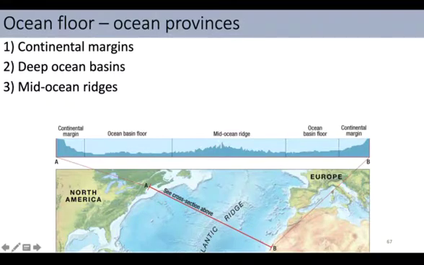So this is an example of that cross-section that we saw here. This is a much more detailed example. So here we have our continental margin. We're going to explain all of these in just a minute.